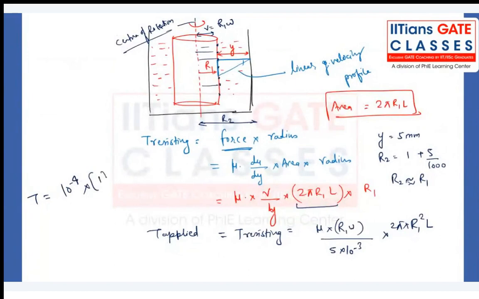R1 cube. The length, the height they have given, is 2 meter. Pi into omega. What omega value have they given? 5 radian per second, divided by 5 into 10 power minus 3. Check it out.